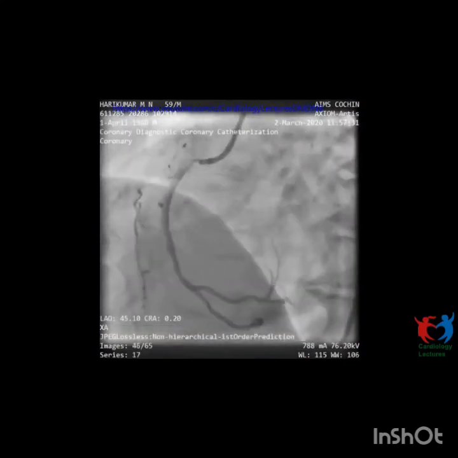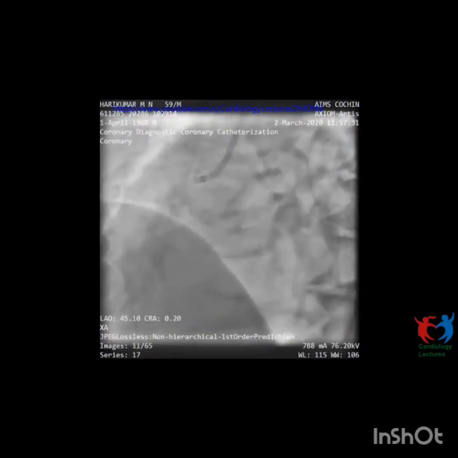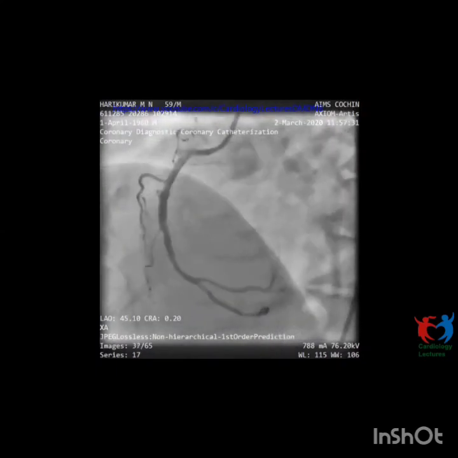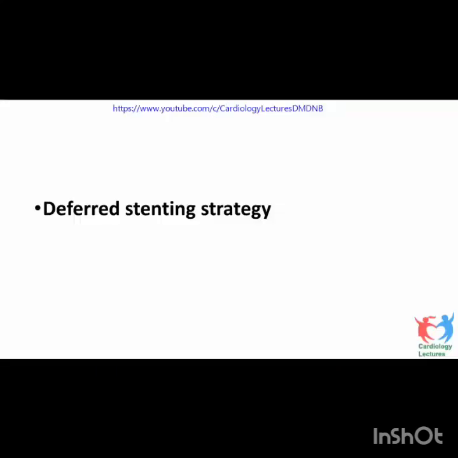You have a very good distal perfusion. If you had been in haste and done the case on the first day, you probably could have got away with aspiration, etc. But this is a much better strategy. This is what is called the deferred stenting strategy. So this case tells us what the deferred stenting strategy is.